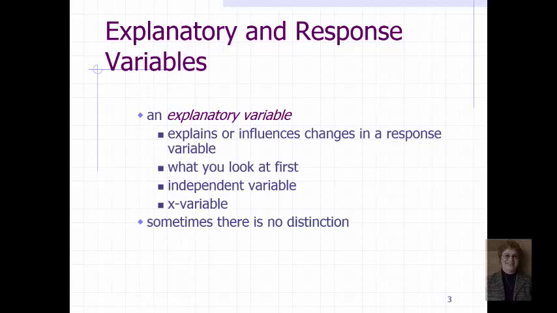Then the other variable is the explanatory variable. It explains the influences on the response variable. It's what you look at first. Because it doesn't depend on anything else, it's called our independent variable. When we set up our data tables, it is our x variable, and when we use our scatter plot, we plot it along the x-axis. Now, it's important to realize that sometimes there's no distinction, and then you pick. Sometimes it's clear, sometimes it's not.